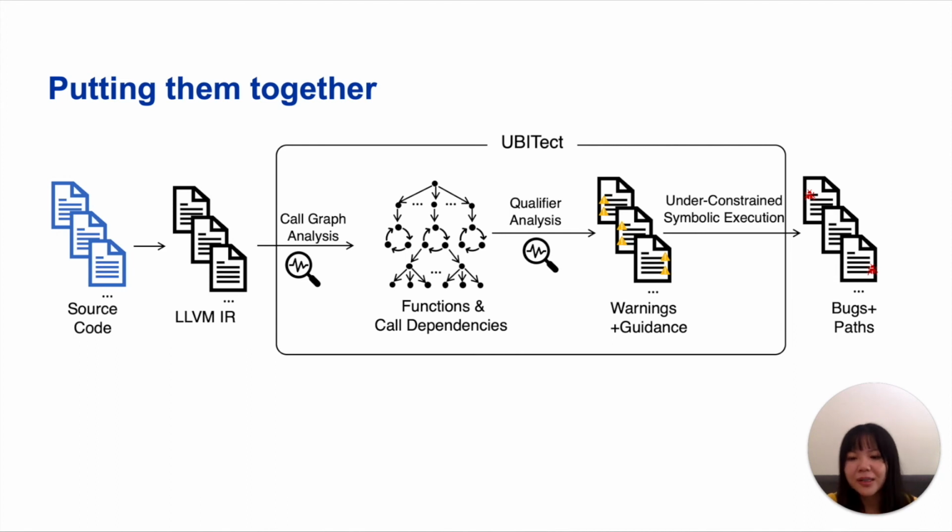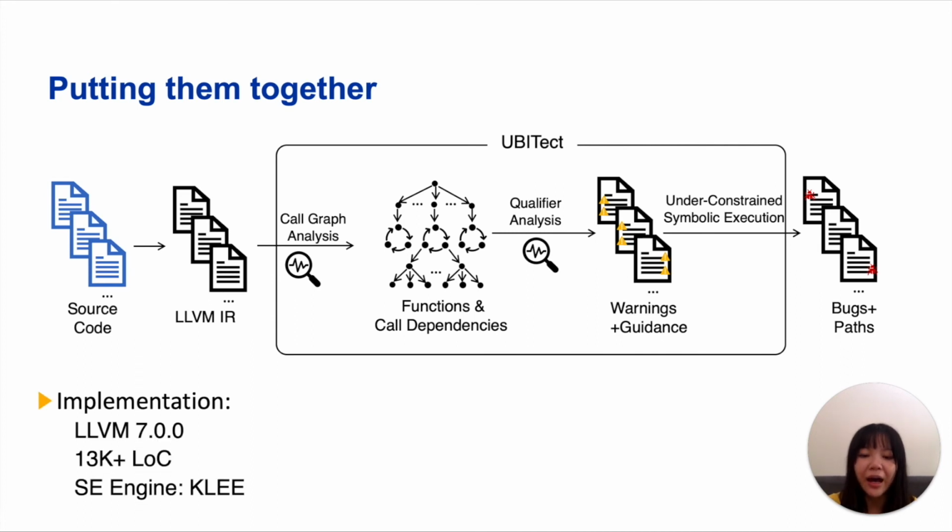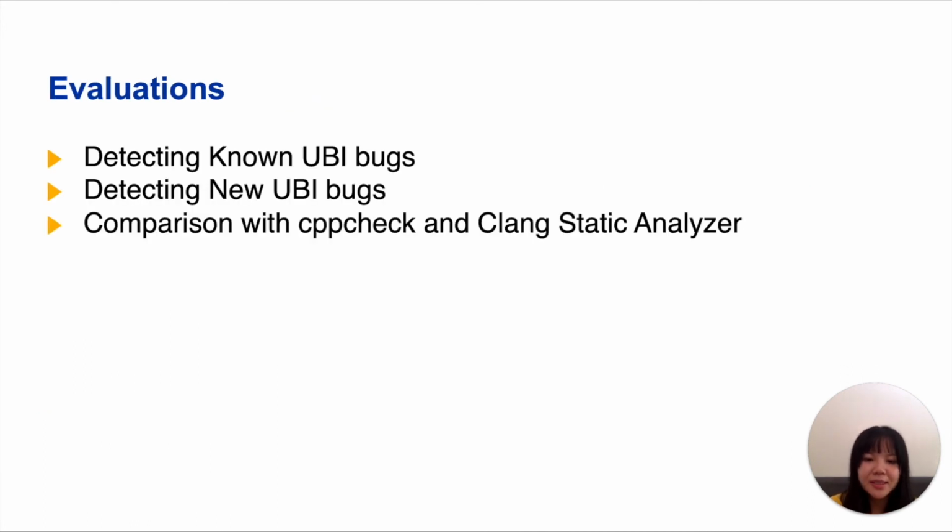In each qualifier analysis, we did the normal pre-processing such as point-to analysis. Our implementation is based on LLVM 7.0.0 and has more than 13K lines of code. The symbolic execution engine is Klee. We did 3 evaluations about UBITect. First is to test if UBITect can detect all the known UB bugs before. Second is its ability to detect new UB bugs. Finally, we did comparison with previous open source bug detection tools, CppCheck and Clang Static Analyzer.